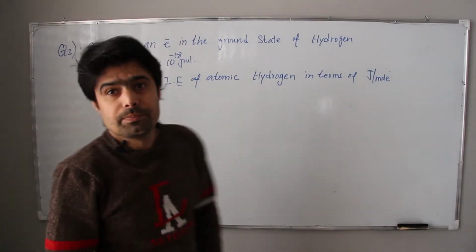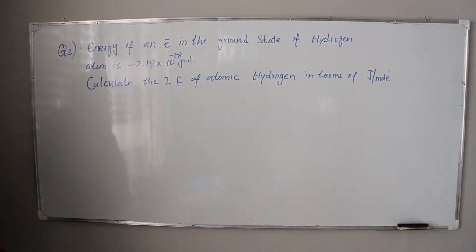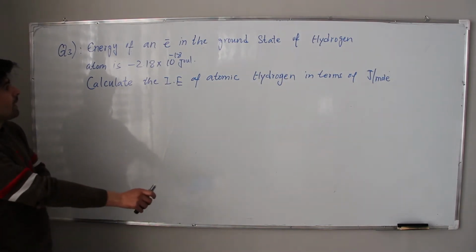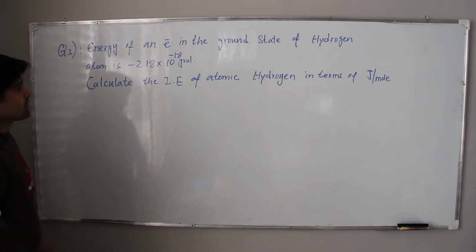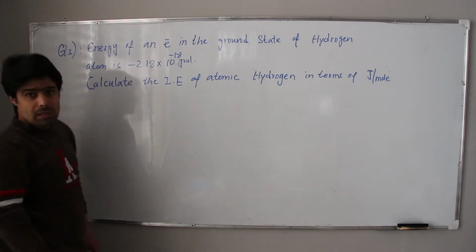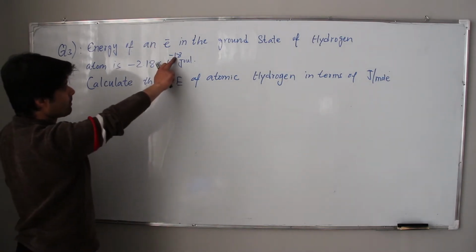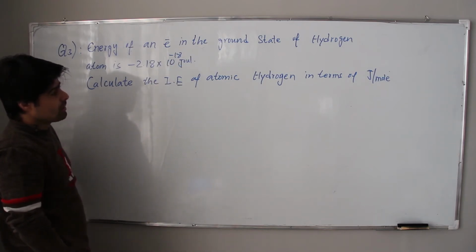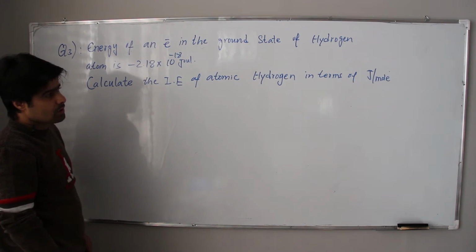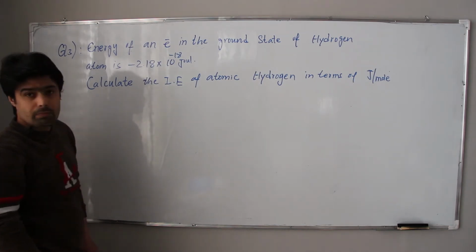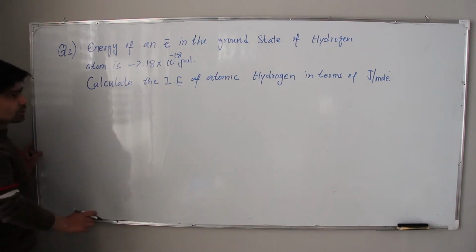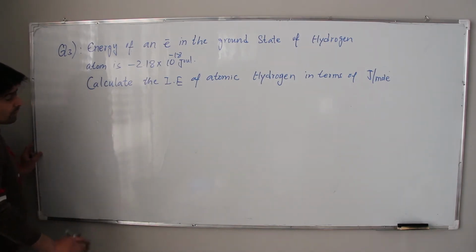Question number 3. Energy of an electron in the ground state of hydrogen atom is minus 2.18 times 10 to the power minus 18 joule. Calculate the ionization enthalpy of atomic hydrogen in terms of joule per mole. What does it mean? First, you should know the concept of the question. Second, you have to go to the solution.